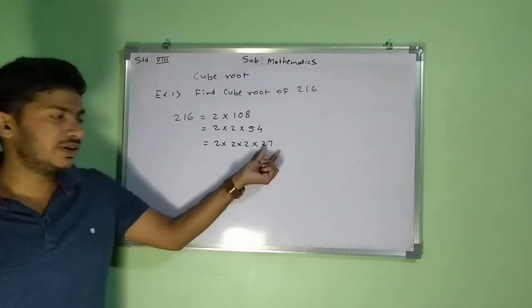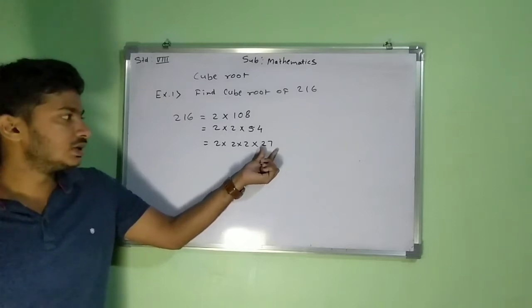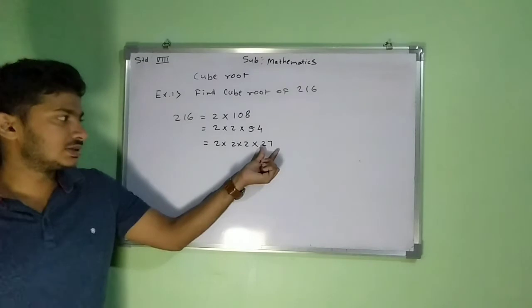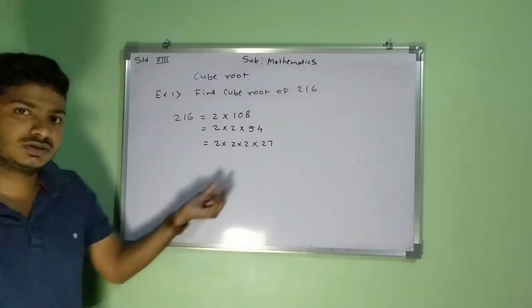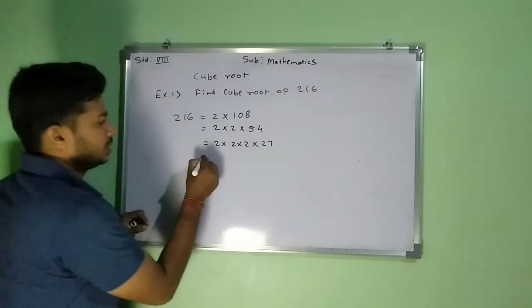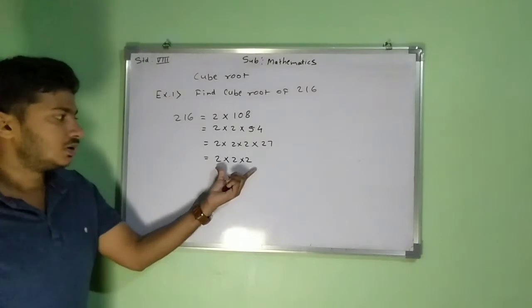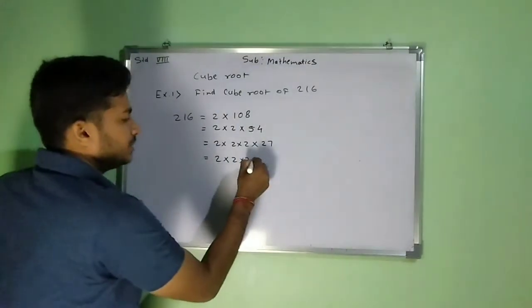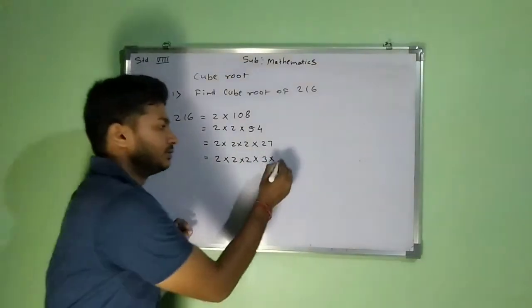Now look here, we have now 27. 27 we cannot divide by 2. So we will go for the 3. So can we divide that 27 by 3? Yes. Because by divisibility test, that 27 is divisible by 3. So now we will divide that 27 by 3. 2 into 2 into 2, that 2s will be as it is, and multiplication 3. So after dividing that 27 by 3, we will get 9.